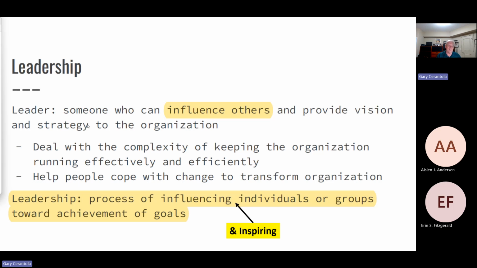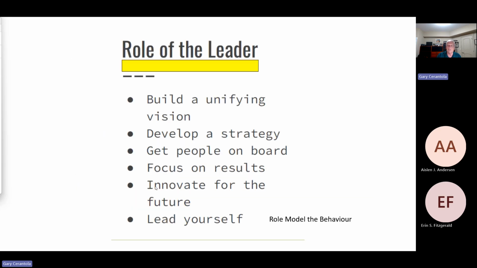And I keep on going back to this research that I read, is that only 9% of North American workers really can make the connection with what they're doing in their job with the overall strategy of the organization. So that's where leadership comes in, is to really explain and show them how their contribution matters. Critical thinking, right? And so it's a process of influencing and inspiring individuals or groups towards achievement of goals. So they see why they're doing this.